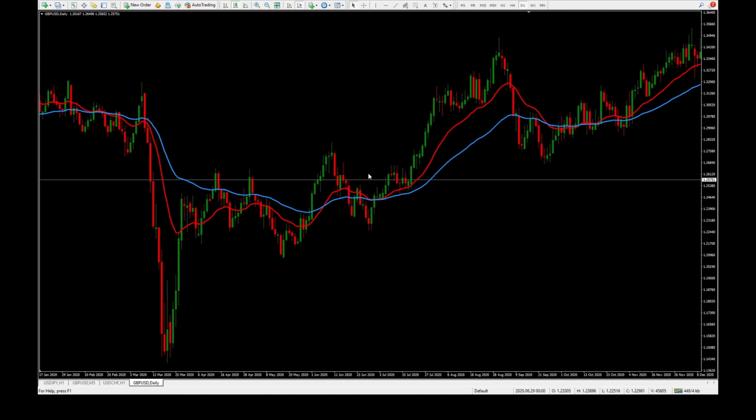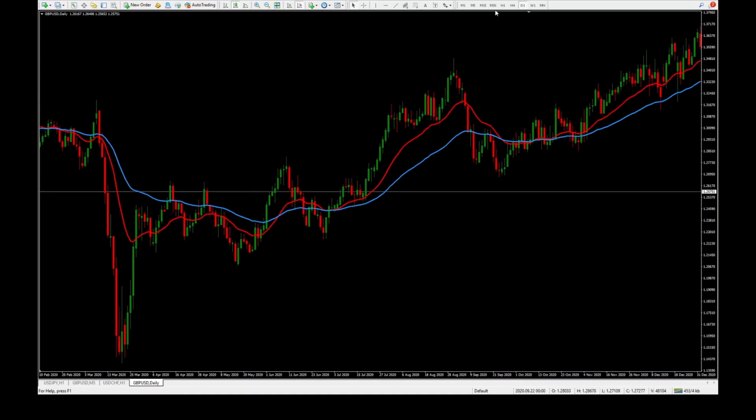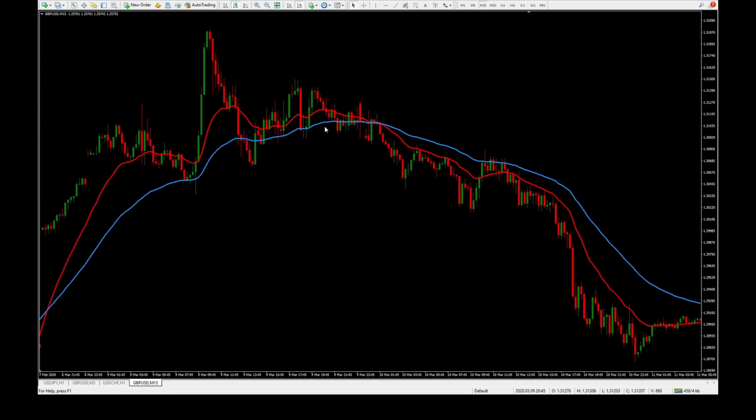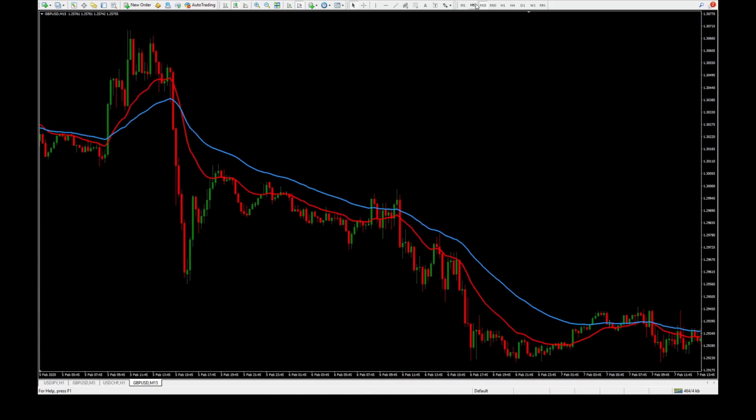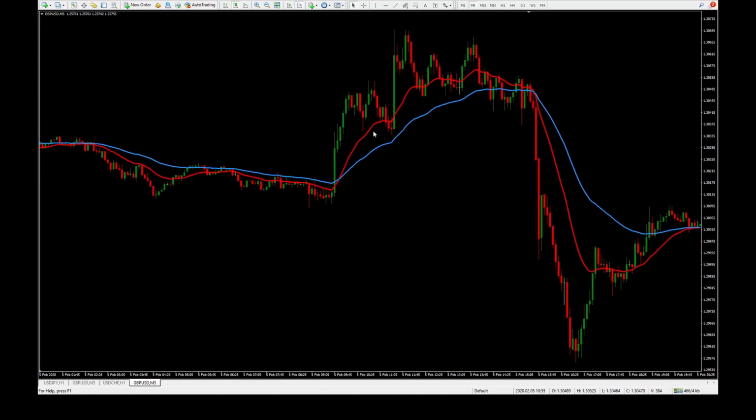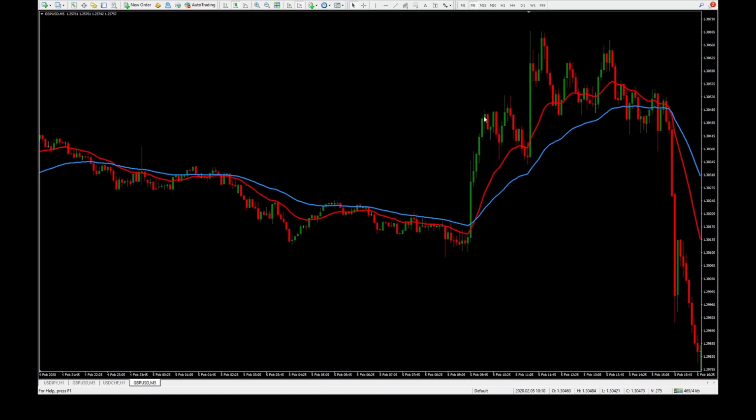Another mistake that traders often make when using the Exponential Moving Average Cross strategy is applying it to lower time frames. While it may seem tempting to use this strategy on shorter time frames in an attempt to generate more frequent trading opportunities, doing so can actually lead to poor results.